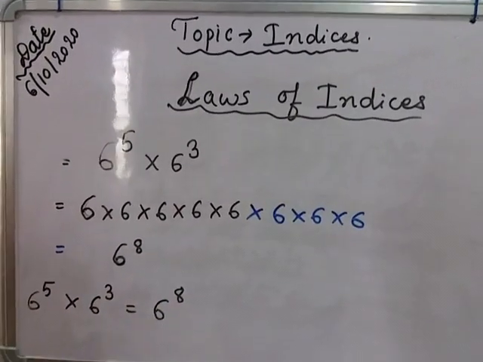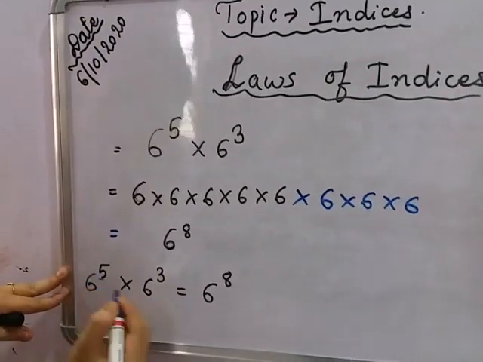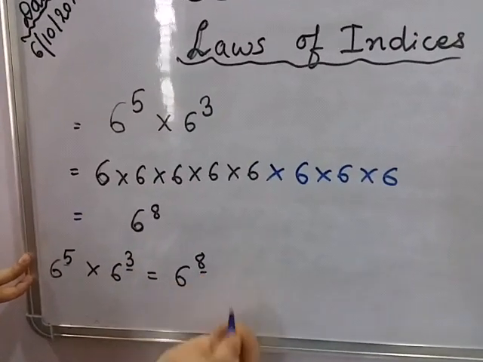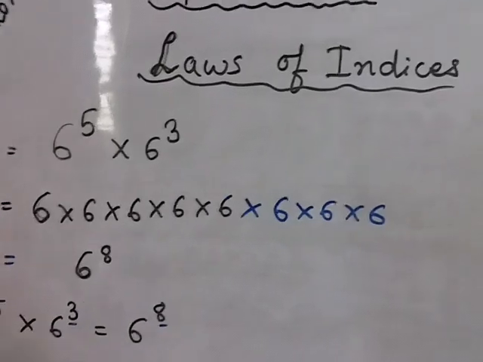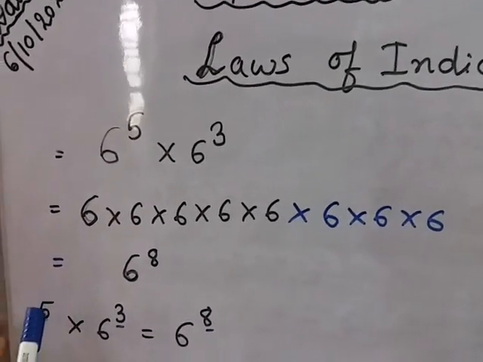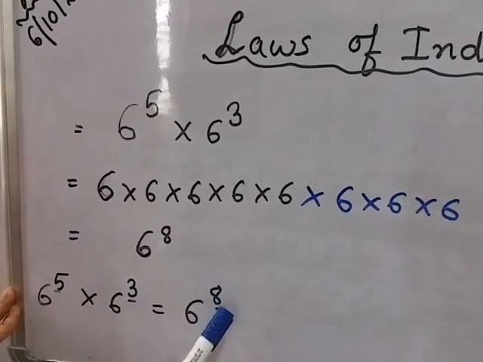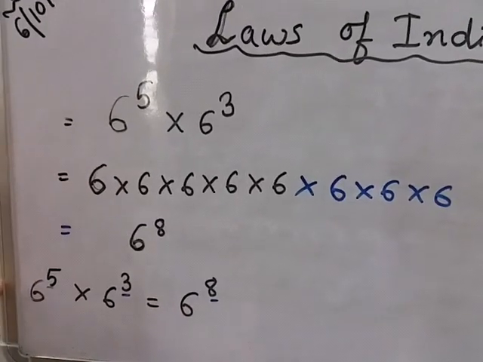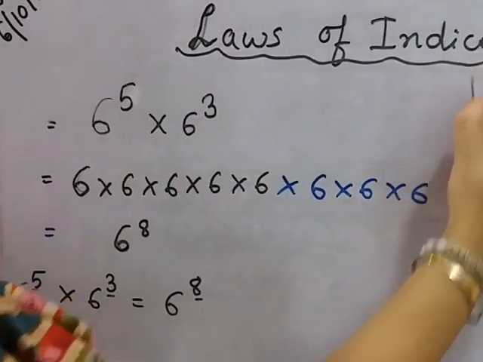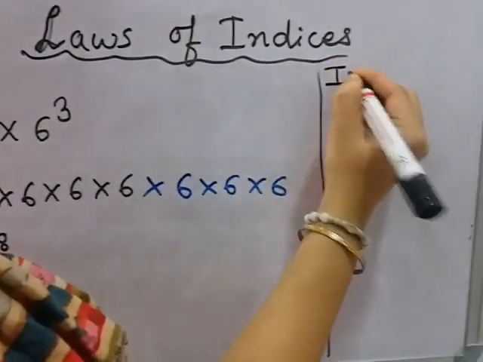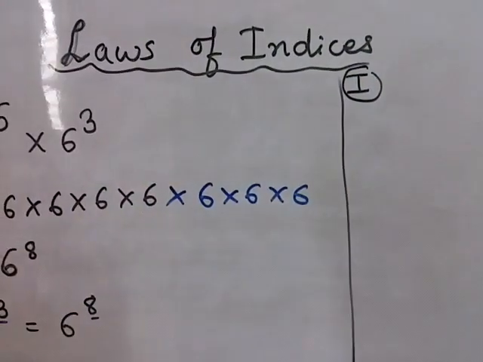Now students, just compare these indices. Here 5, here 3, here 8. Can you find some relationship between them? Yes, of course there is a relationship. What is that? If you add 5 plus 3, what answer do we get? 8. So students, here we are getting the first law of indices. And what is that first law?